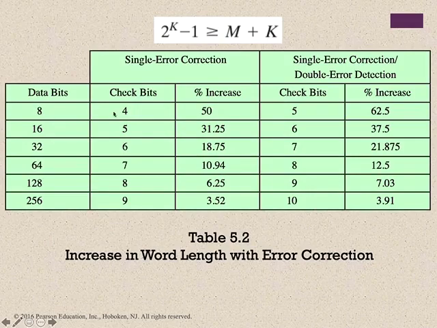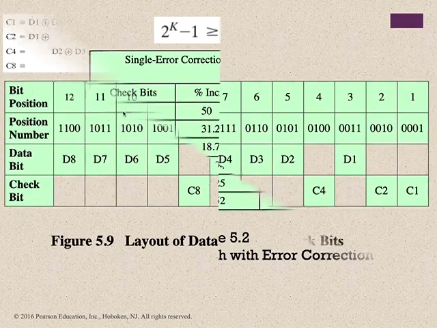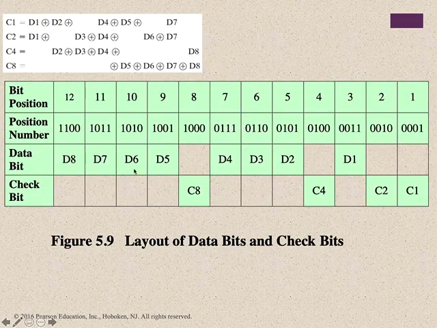We have 8 data bits, so we have 4 check bits. So these are our 8 data bits and 4 check bits. The check positions are all those positions that contain a single 1. So this is like 2 power 0, which is 1, so that is a check bit. 2 power 1 is 2, 2 power 2 is 4, 2 power 3 is 8. And the positions of the data bits are the rest.